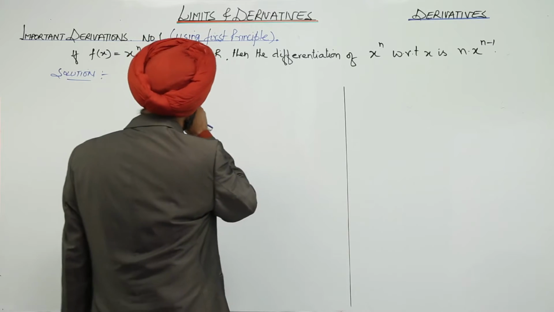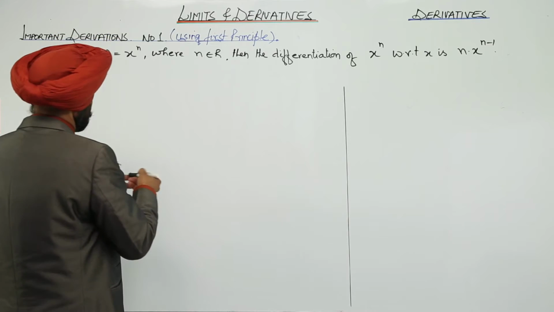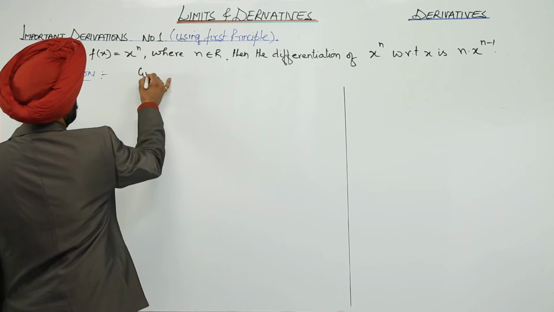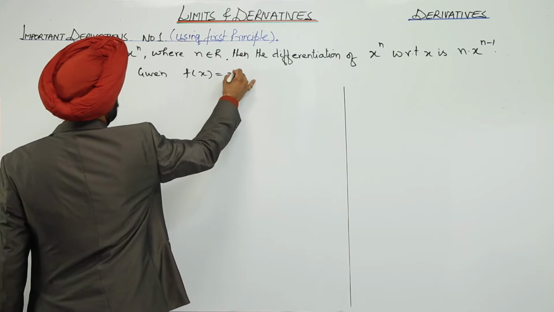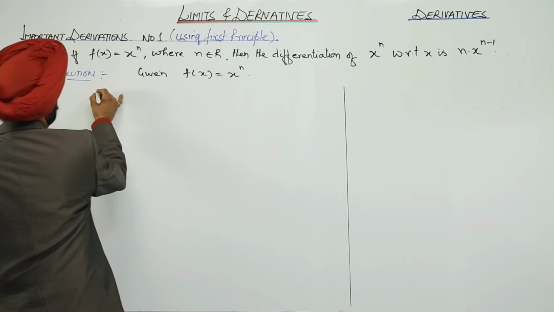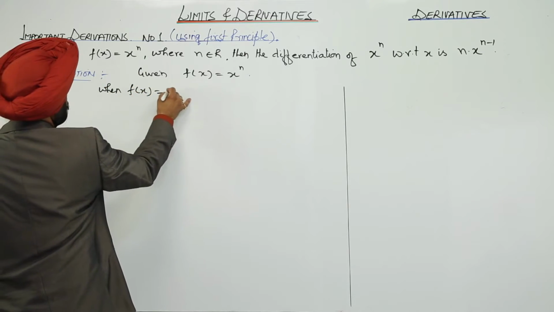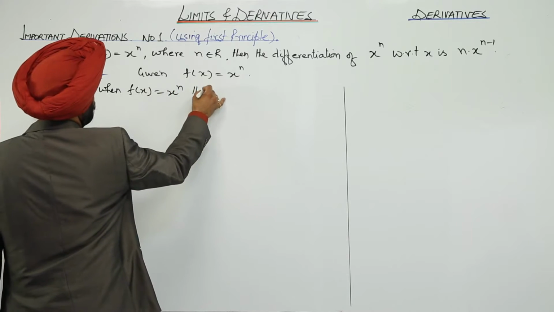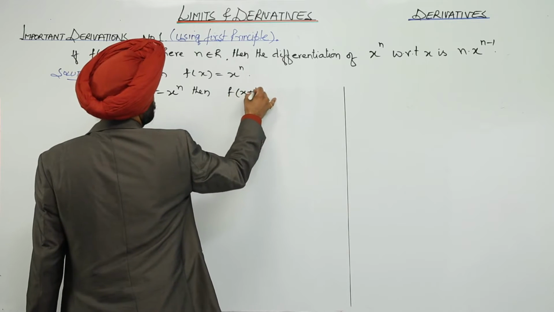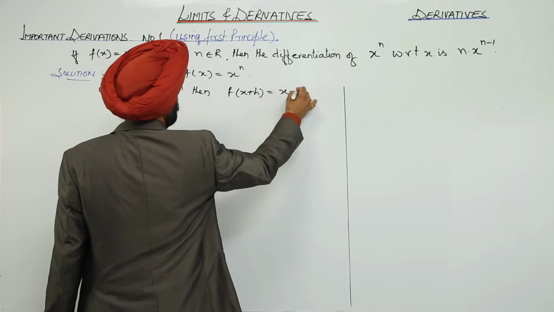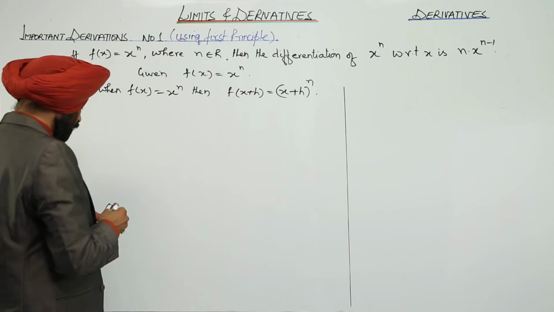So first of all, let's derive the result. Given f(x) is equal to x raised to power n. When f(x) is equal to x raised to power n, then f(x plus h) is equal to (x plus h) whole to the power n.